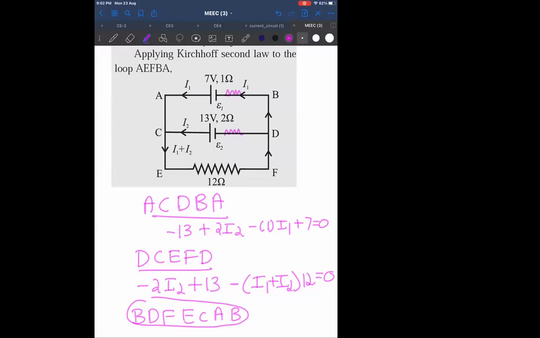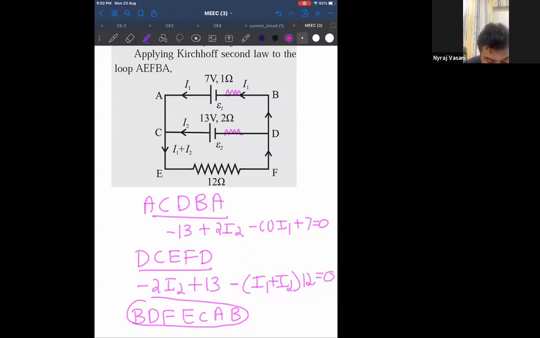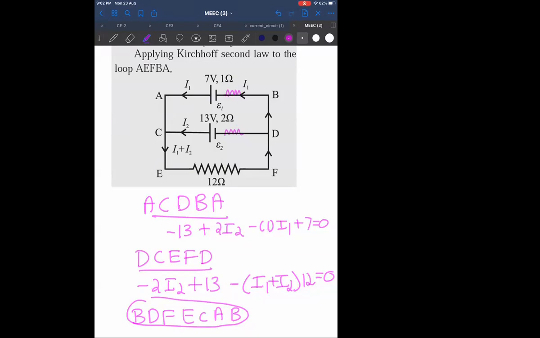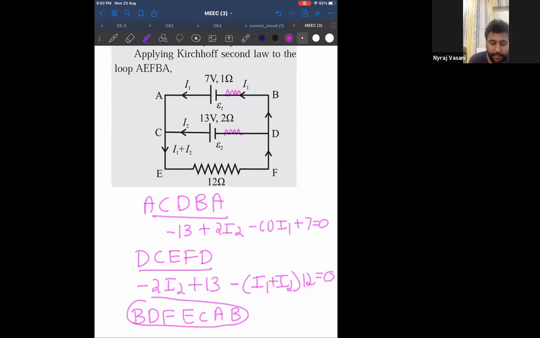Sir, from F to E, what will be the current? From F to E, what will be the current? I1 plus I2 only, because in a branch I'll have a single current. In this branch it is I1 plus I2, in this branch it is I2, in this branch it is I1.